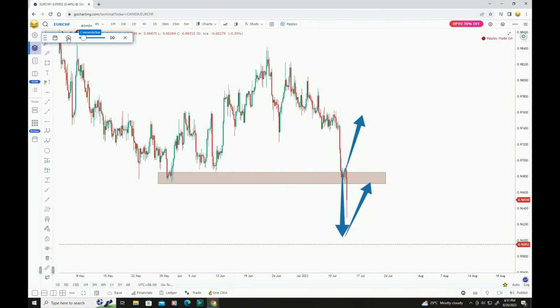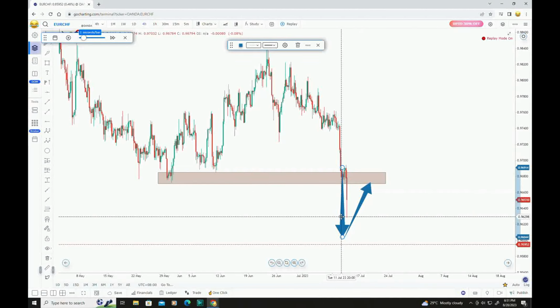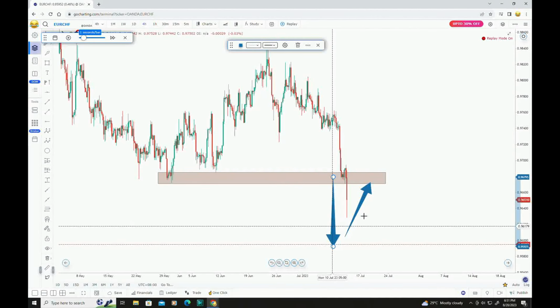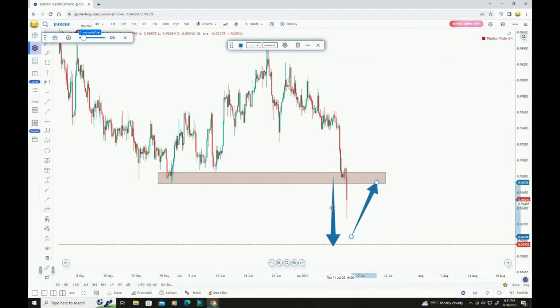See, boom, can't you see? This is what I was talking about. This massive move. So now this scenario is eliminated. It's not there anymore. Now what we have is this scenario. Let us see now what happens.